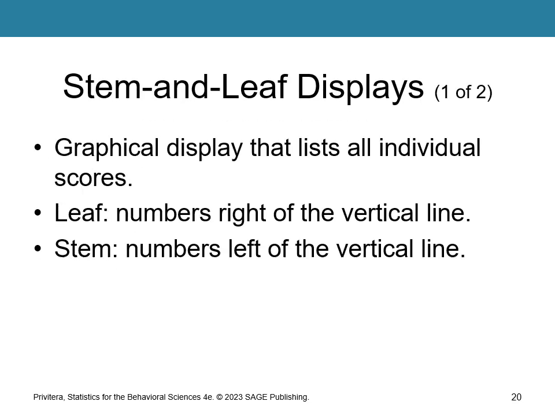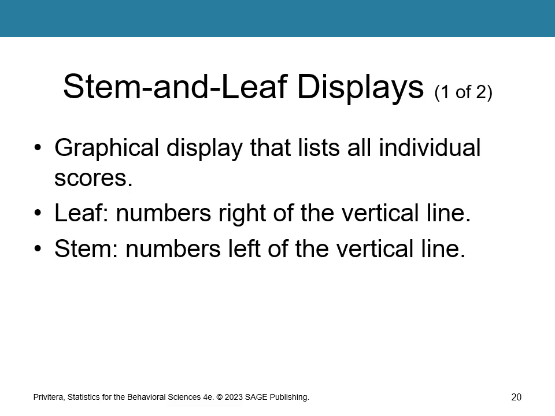A stem and leaf display, also called a stem and leaf plot, is a graphical display where each individual score from an original set of data is listed. It can be used for discrete or continuous data and is particularly useful with smaller data sets because each individual score is preserved in the display.